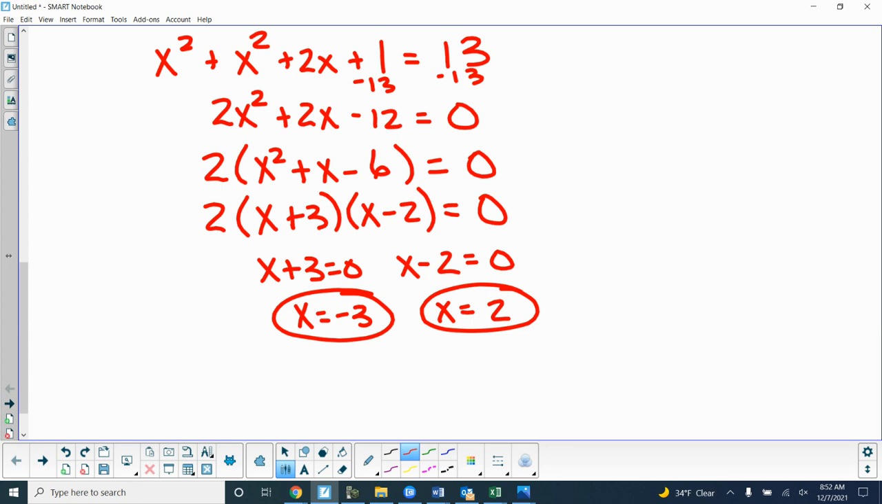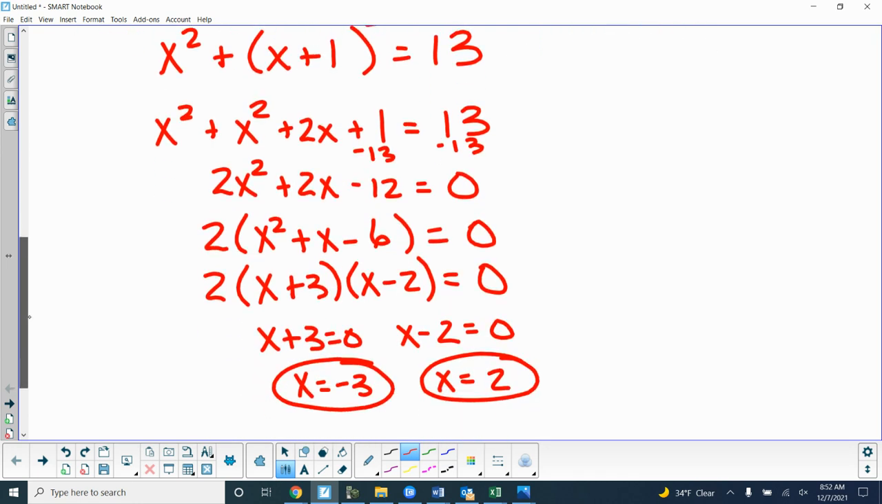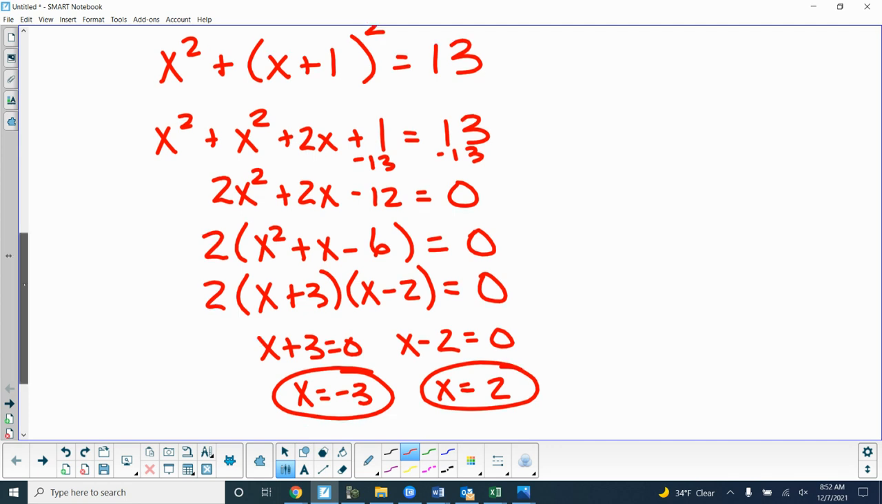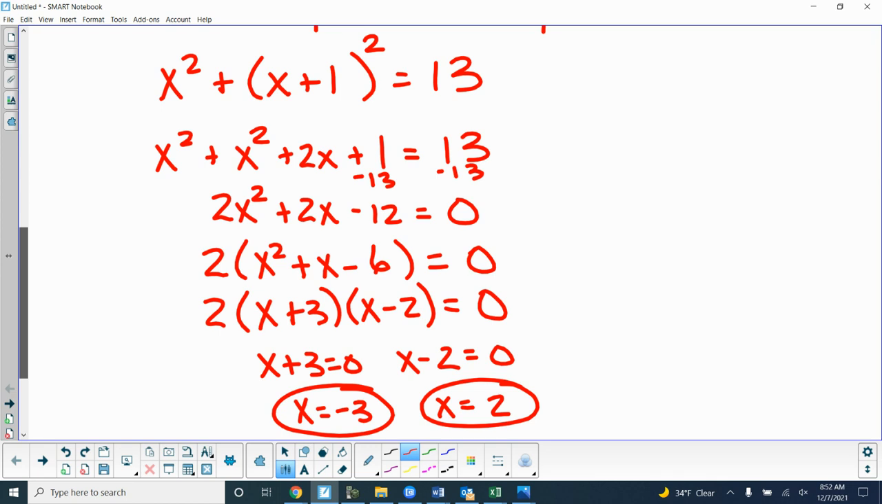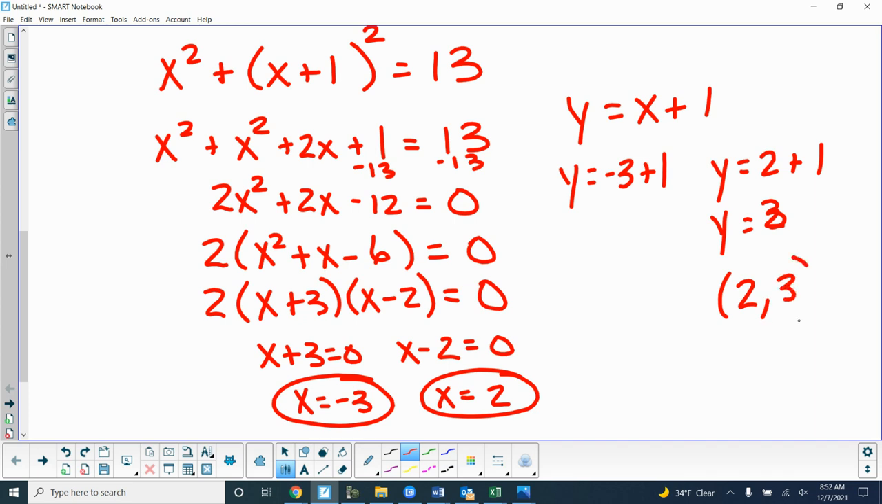All right, this is a circle with a line that goes through it. It's got 2 points of intersection. So I have to find the 2 y values that go with that. So I'm going to rewrite the y equals x plus 1 so we can see here. All right. So I'm going to put negative 3 in for x. And I'll put positive 2 in for x. So, oops, 2 plus 1 is 3. So one of my solutions is 2, 3.